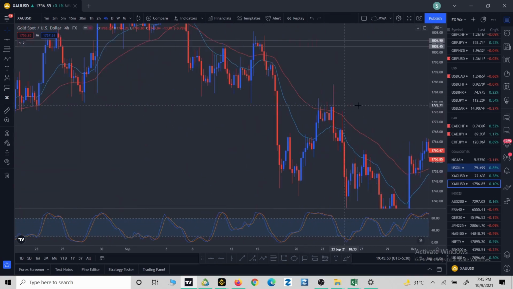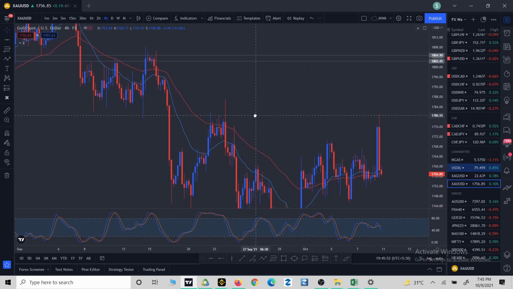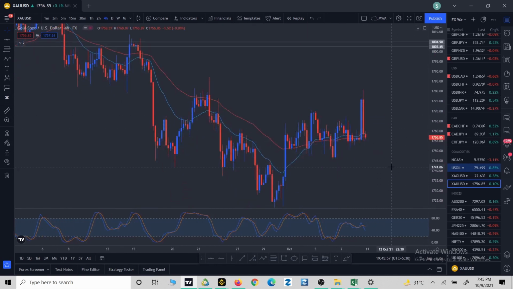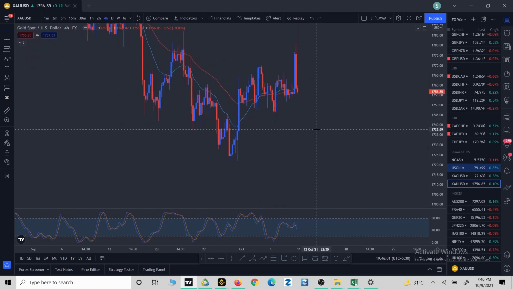So that is how I identify and then draw my support and resistance zones. And in the next section, I will talk about how we can trade these support and resistance zones.